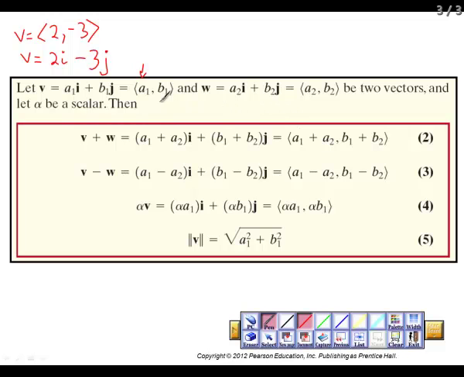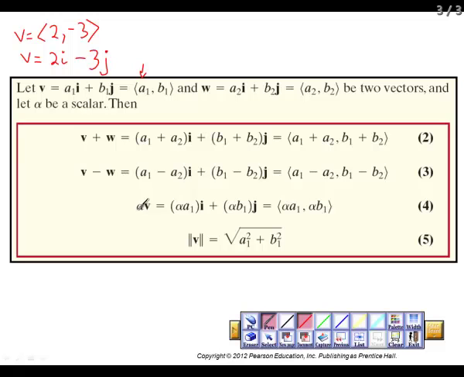So if we wanted to add these two vectors, basically we add the i's together with the i's and the j's together with the j's. And now they tend to work these horizontally, but I like to work them vertically. I think it works out much better and it's easier.